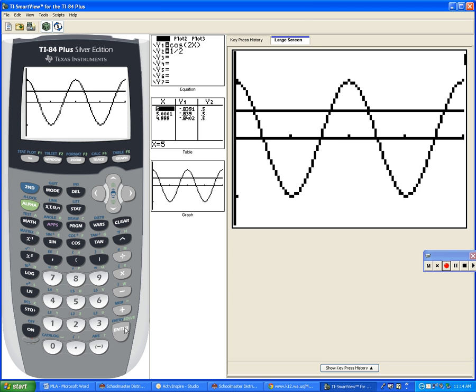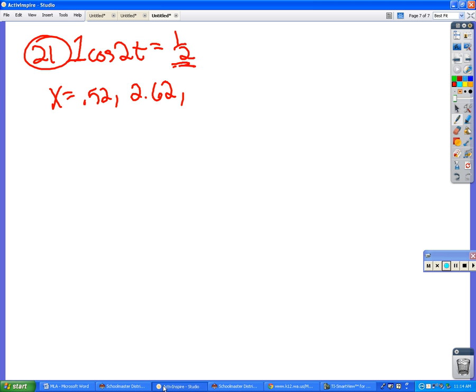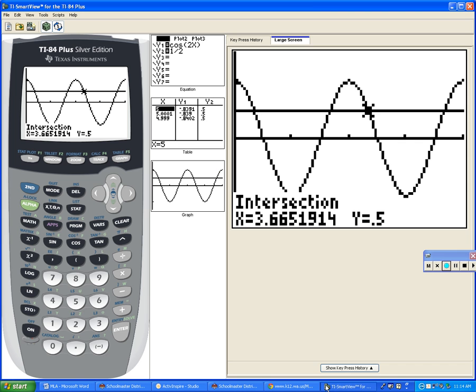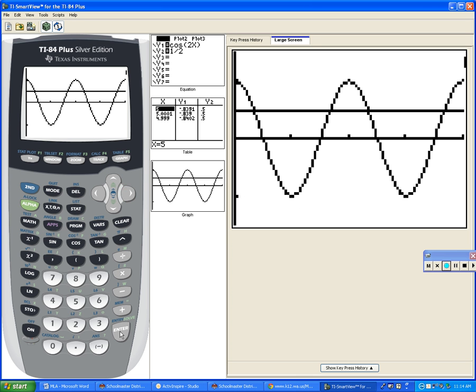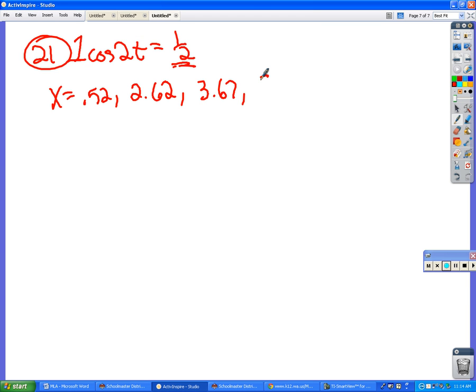Slide this guy over here. Okay, hit enter again, and that one is going to be at 3.67. Nice. And then my last one, second calc, 5, enter, enter. Slide over there close to where they cross. Mine went down for some reason. Hit enter again, and you get 5.7. That's all you do. Yep, those are your answers.